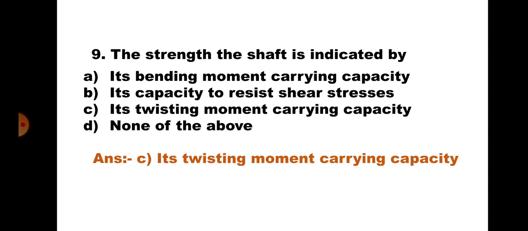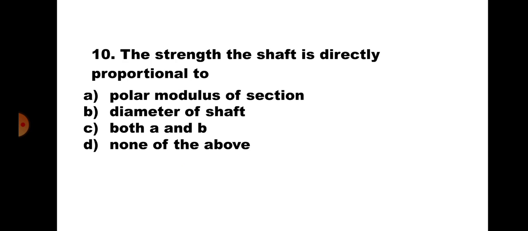Question number 10. The strength of the shaft is directly proportional to A. polar modulus of section, B. diameter of the shaft, C. both A and B, and D. none of the above. Now the strength of the shaft is directly proportional to diameter as well as ZP, that is polar modulus of section. Hence the correct answer of this question is C, both A and B.